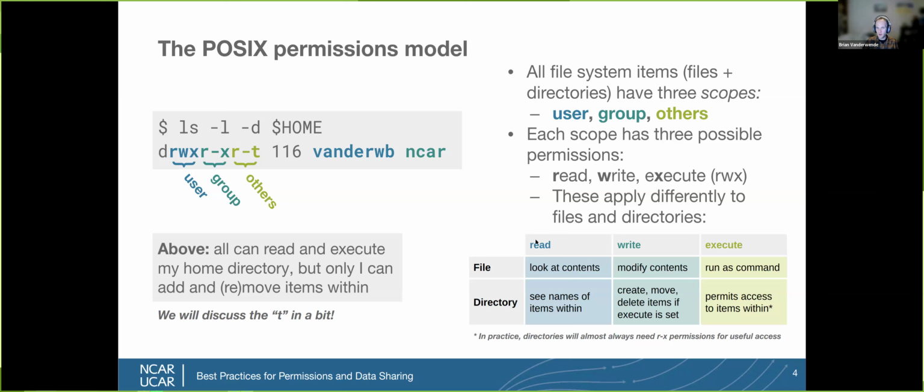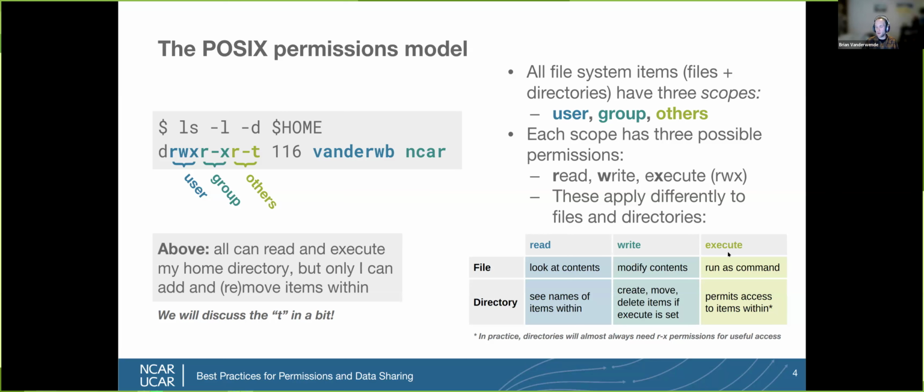For read permission, the file case is pretty simple: you can look at the contents of the file. For directories, it's a bit trickier. If it only has read permissions, you would be able to see the names of items within if you knew they were in there already, but you couldn't actually traverse into that directory, so it's very limited. Meanwhile, with write, you can modify the contents of a file, or manipulate objects within a directory. So write is fairly straightforward.